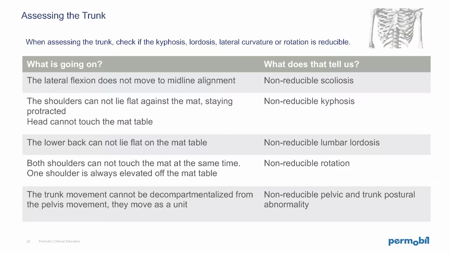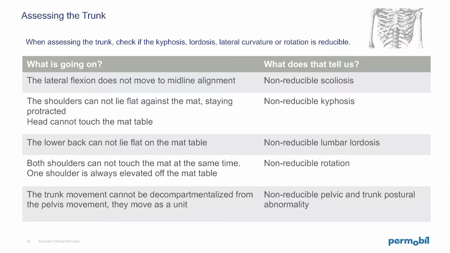If when you lay them down, the shoulders cannot lie flat against the mat table, and the client stays with rounded shoulders, like their shoulders are coming up towards you, in that very kyphotic posture, and the head cannot even touch the mat table, then you're definitely dealing with a non-reducible kyphosis. If you move down the back, and in the lower area where the lumbar area is, you can't get that lumbar area to lay flat against the mat table, and there's a gap where you can easily place your hand between their lumbar region and the mat table, then you're dealing with a non-reducible lumbar lordosis.